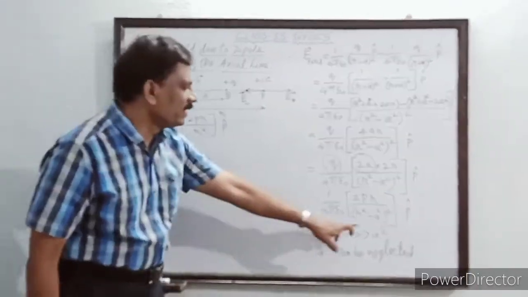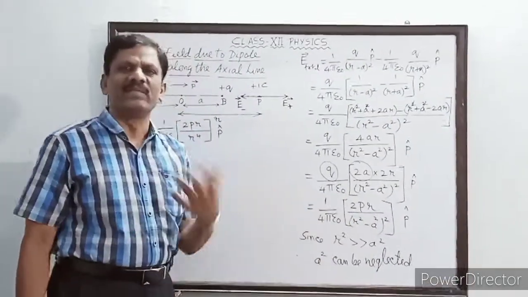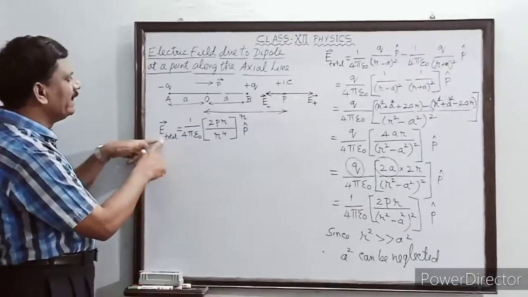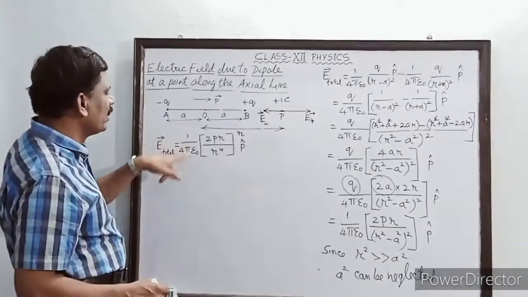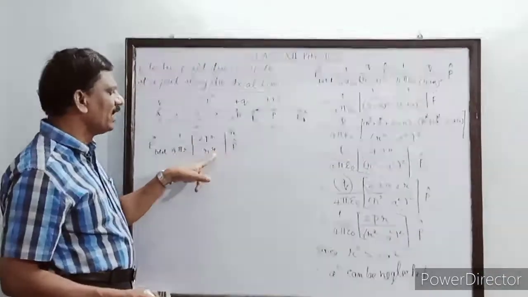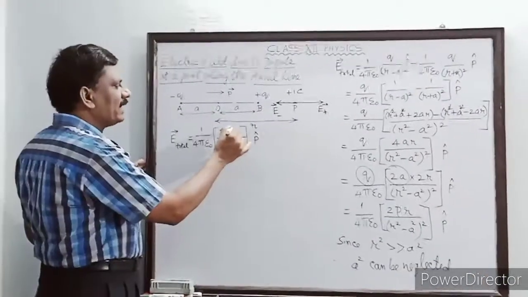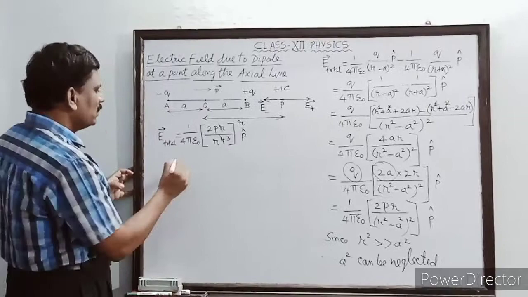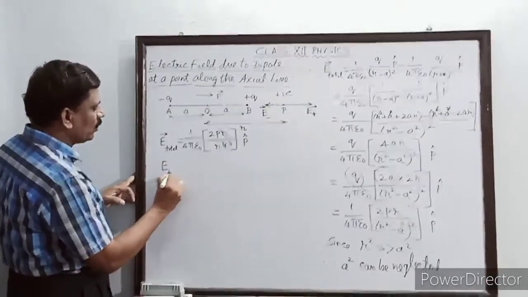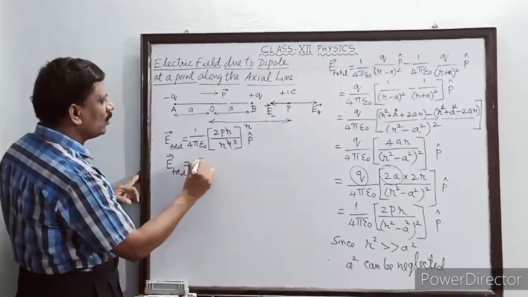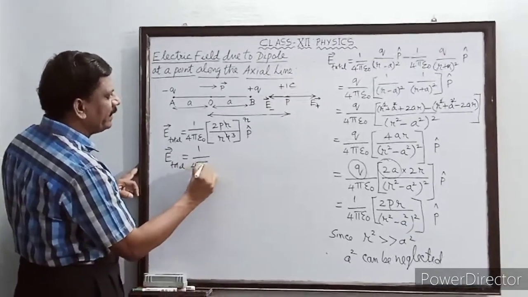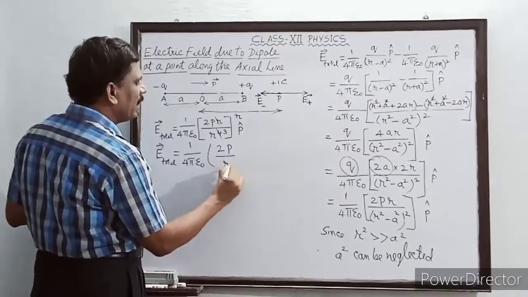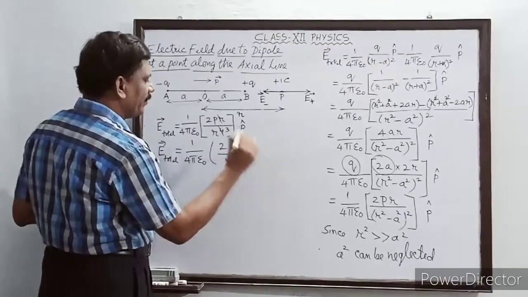So I told you that here a² is neglected, which means the denominator will become (r²) whole square, which is r⁴. So I have rewritten the equation here. E total in vector form is equal to 1 by 4π ε₀ into 2pr by r⁴, so that this r gets cancelled with the r⁴ and it becomes r³. So E total is now equal to 1 by 4π ε₀ into 2p by r³ into p cap.